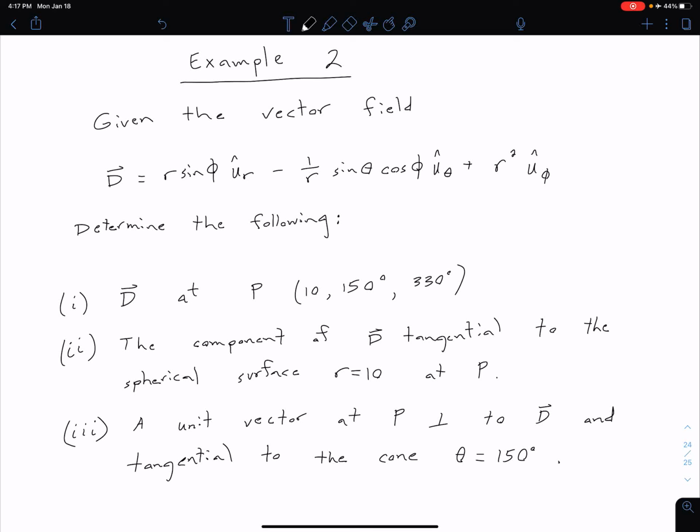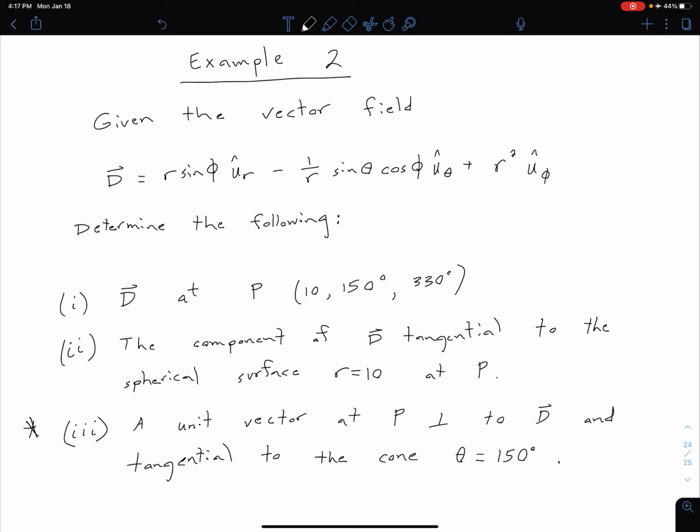In this video, we're returning to finish the last part of example 2. So we have the same vector field D from the previous video, and now we want to find a unit vector at P, which is perpendicular to D and tangential to the cone theta equals 150 degrees. So we've got a lot going on here.